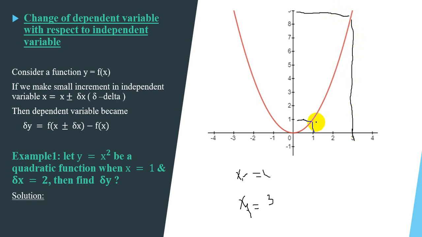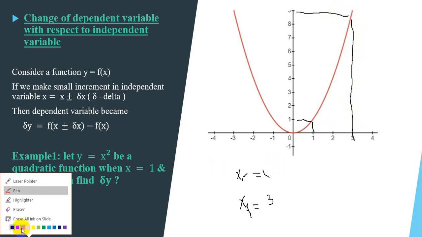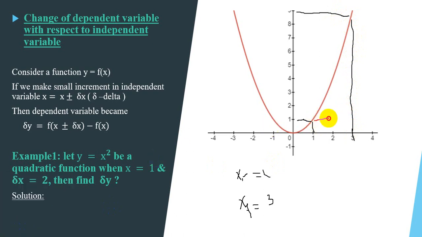This is delta x, the change in the independent variable, and now I want to find this value, the change in y, delta y. You can see delta y is equal to final minus initial. It means delta y implies 9 minus 1, and of course delta y will be equal to 8. Graphically you have seen that when you change the value of the independent variable, you can easily find the change in the dependent variable. So algebraically, how could you find it?